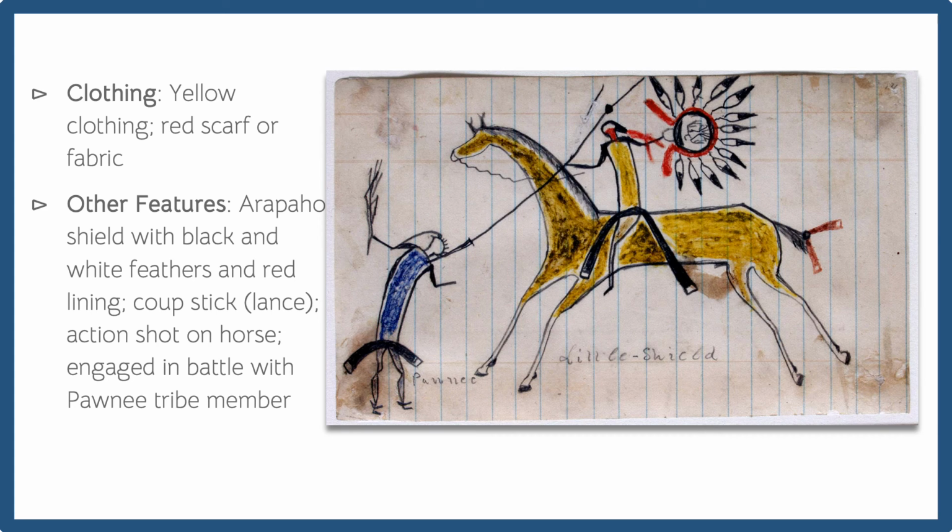The portrait also contains a drawing of his opponent, a Pawnee tribe member standing across from Little Shield and his horse. The Pawnee were located in Nebraska and Kansas. The rest of the sketchbook contains images similar to this, with drawings of opponents from other tribes, such as the Utes, which were located primarily in areas around Utah and Colorado.